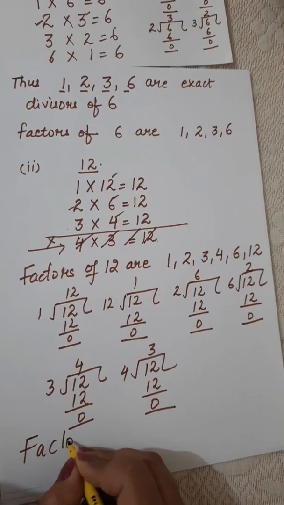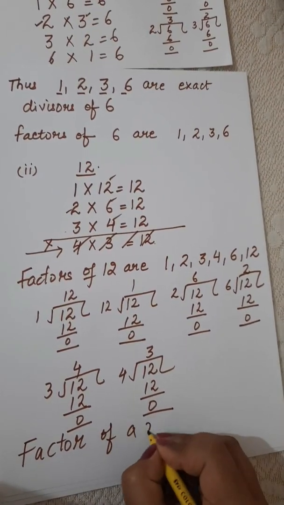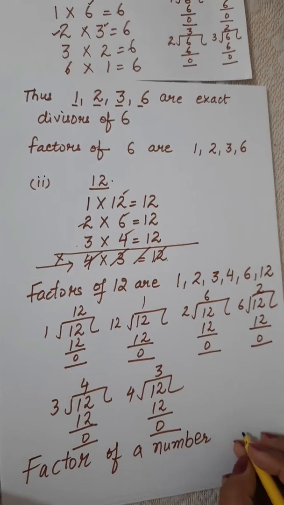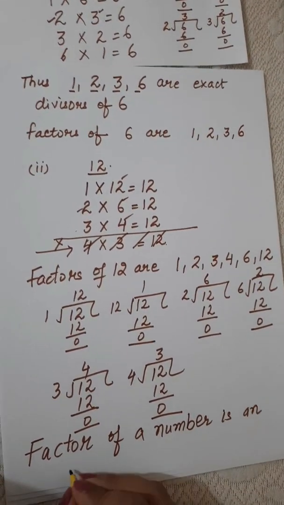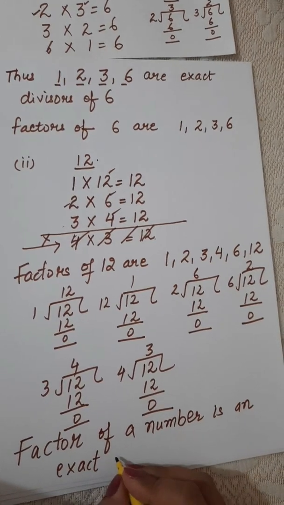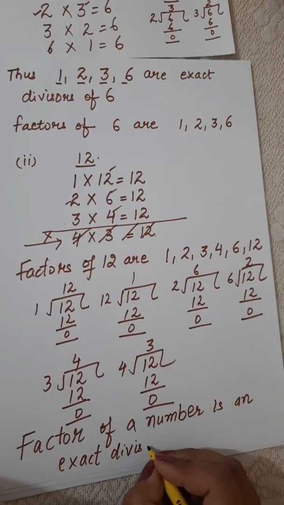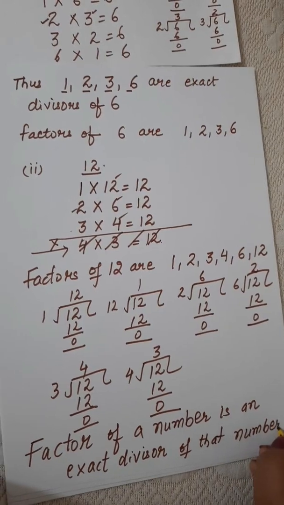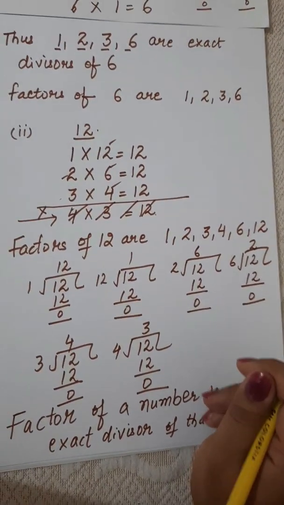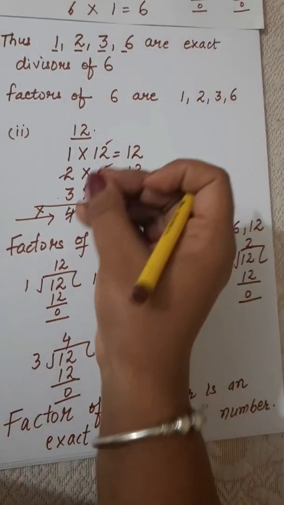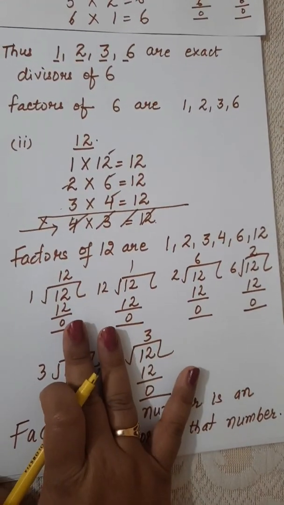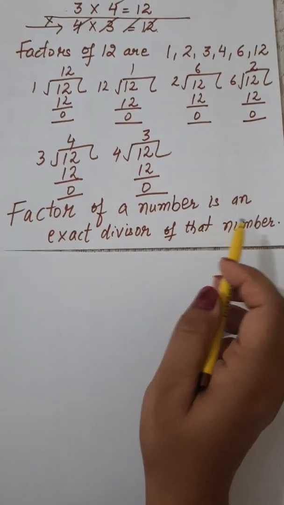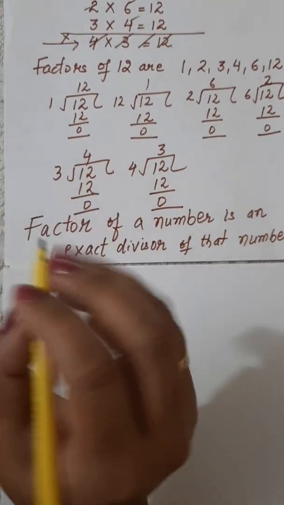So what is the definition of factor? Factor of a number, because the number will be any one, 6 or 12. Factor of a number is an exact divisor. When we divide the given number by the factor, I will always get 0. So a factor of a given number is an exact divisor of that number. So when you check whether the given number is a factor or not, just divide the given number by the number which is given to you. If you get remainder 0, it means it is an exact divisor. Conclude about factors. As we did, a factor of a number is an exact divisor of that number. So this is the definition of factor.